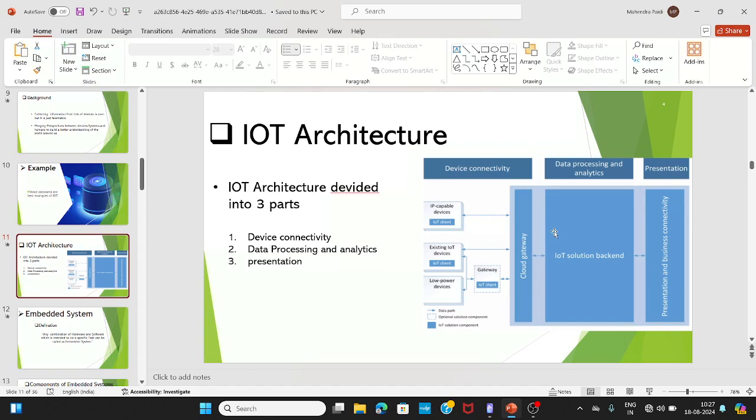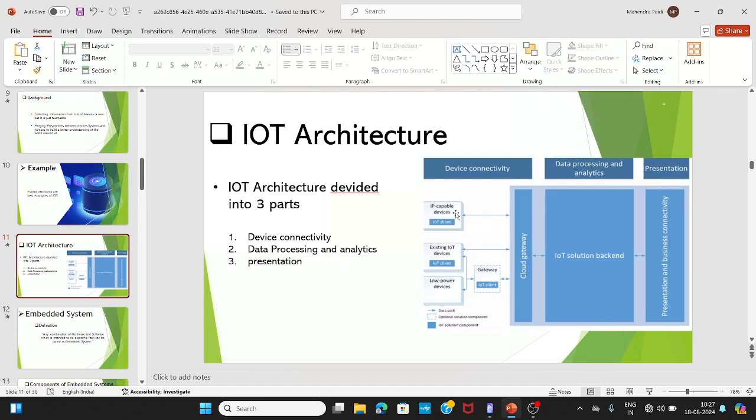Next, IoT architecture. IoT architecture is classified into three parts. First one is device connectivity. Second one is data processing and analytics. Third one is presentation. In the first part, device connectivity.